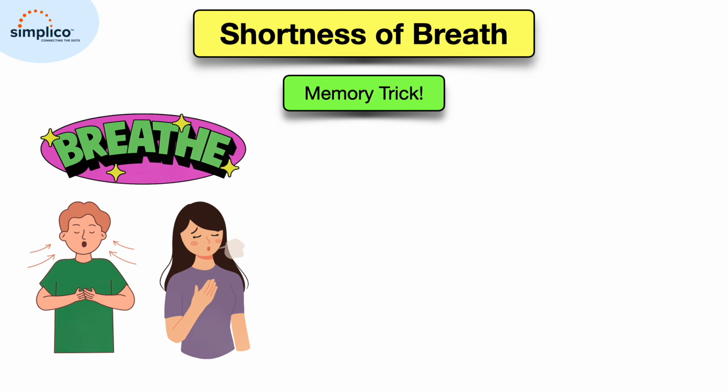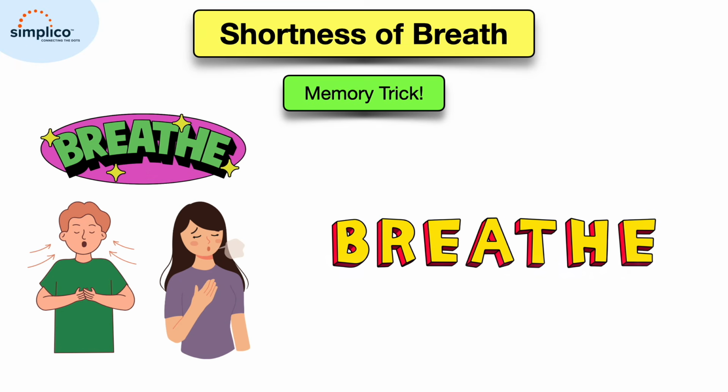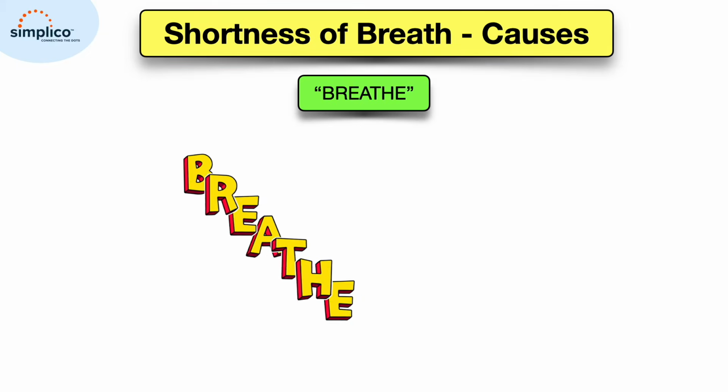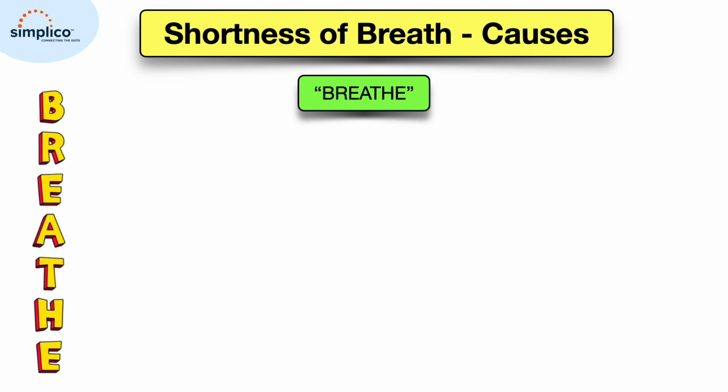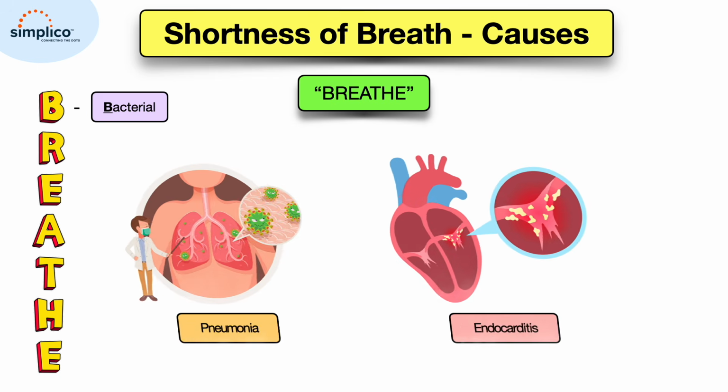The mnemonic to remember is BREATHE. You're going to use the word breathe to remember the causes of shortness of breath. This is perfect because breathe makes sense with shortness of breath. So each letter will stand for a cause of shortness of breath. Starting with B, this will help you think of bacterial causes, and this may include pneumonia.